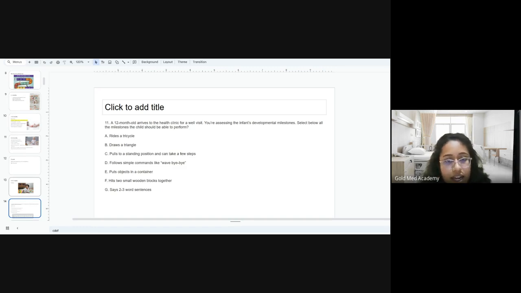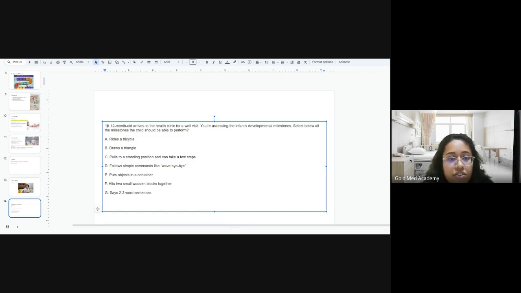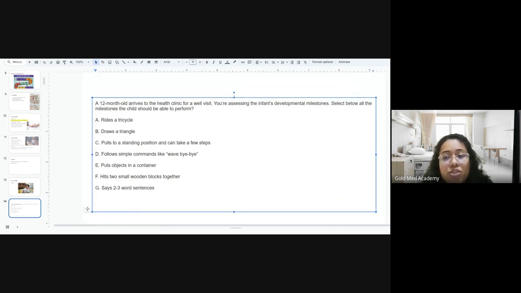All right, let's look at a test question. Hopefully you didn't see the answer there. Okay, so this is going to be a 12-month-old who arrives at the health clinic for a well visit. You're assessing the infant's developmental milestones. Select below all the milestones the child should be able to perform. A, rides a tricycle. B, draws a triangle. C, pulls to a standing position and can take a few steps. D, follows simple commands like wave, bye-bye.